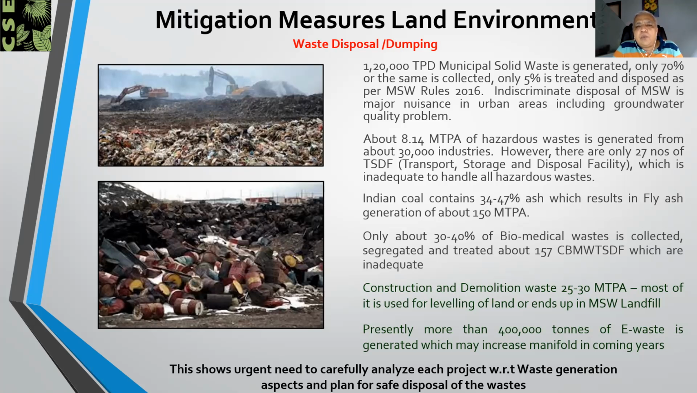Then out of about 8.14 million tons of hazardous waste which is generated every year, only about 27 or 30 common hazardous waste treatment facilities are available. So this also shows that the facilities available are highly inadequate to handle the hazardous waste getting generated. Similarly, in case of fly ash, the generation is estimated at about 150 million tons per annum. The biomedical waste facilities, though we have about 157 of them now in India, are still inadequate.